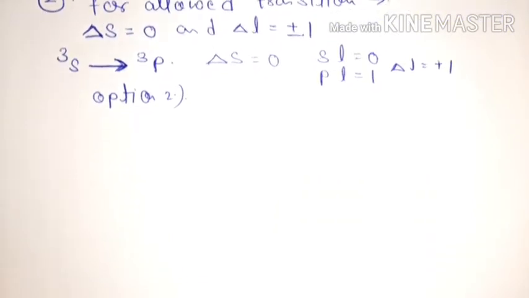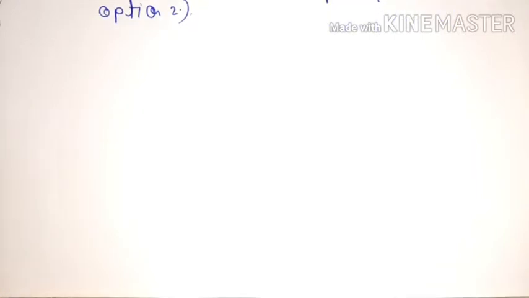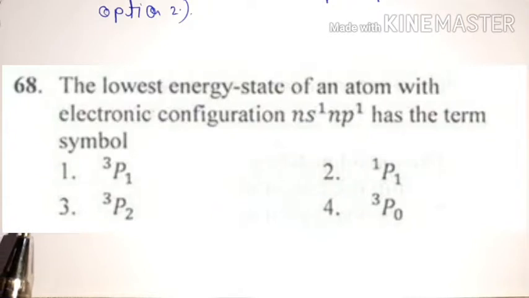Okay, so let's do the next question. And see, it says the lowest energy state of an atom with electronic configuration ns1 and p1 has the term symbol, and we have 4 options. So friends, we must find the correct term symbol for the given electronic configuration, that is ns1 and np1, and this question is coming for 2 marks. So let's do the solution of this question.